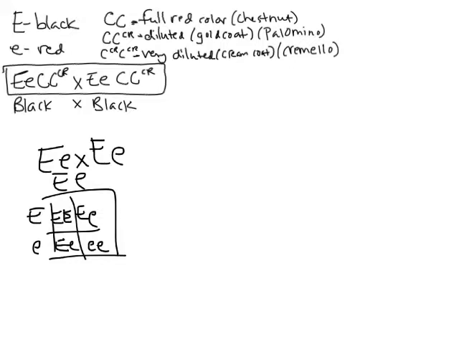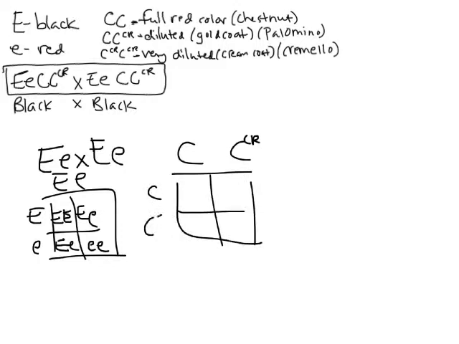Now, if we didn't have dihybrids and we had some other combination, you wouldn't always get this 1 to 2 to 1, but just pay attention. Okay, so let's see what we can get.